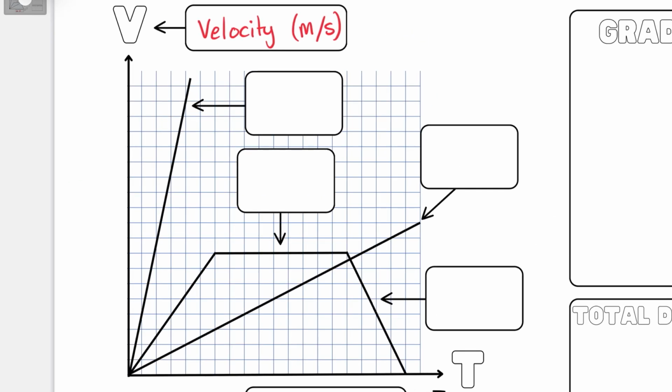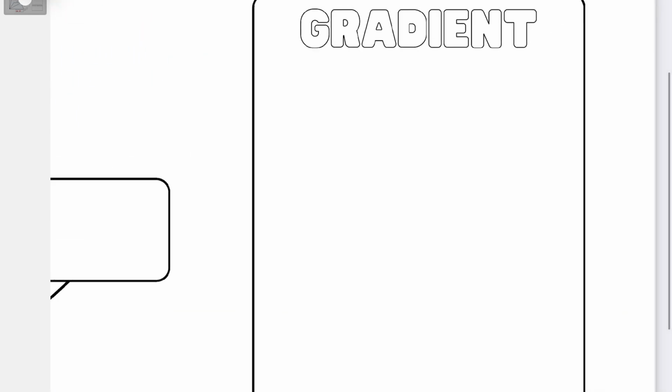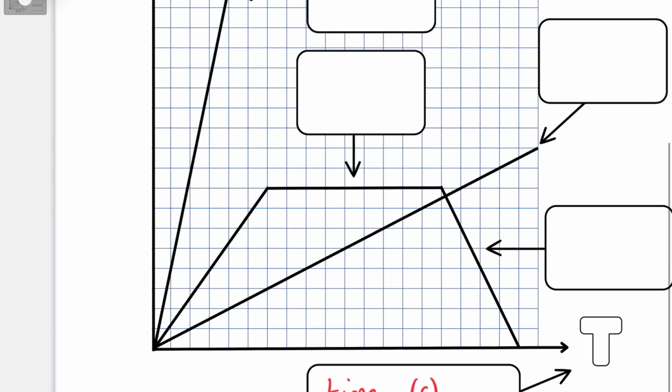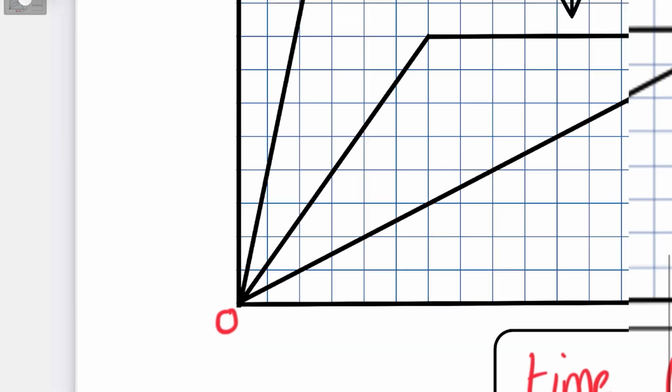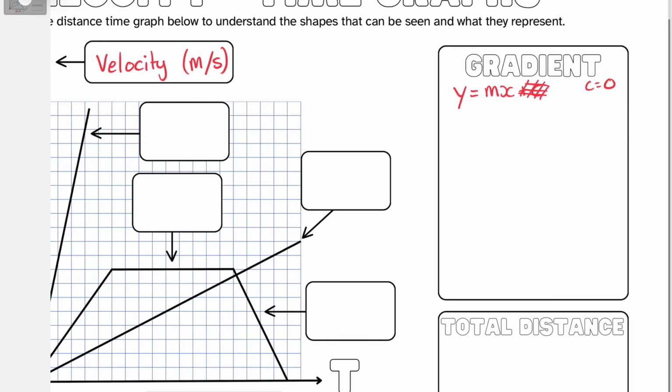Now, before we get into the main lines that we can see here on our graph, we need to talk about the gradient. What does the gradient represent on our graph? Very similar to what we did when we looked at distance time graphs. So once again, go check that out if you haven't already. When we talk about a straight line on a graph, we think about y equals mx plus c. Now, like our distance time graph, this c gets cancelled out because c equals 0. We go through this origin point here. So c is always equal to 0, so it gets cancelled out in the end.